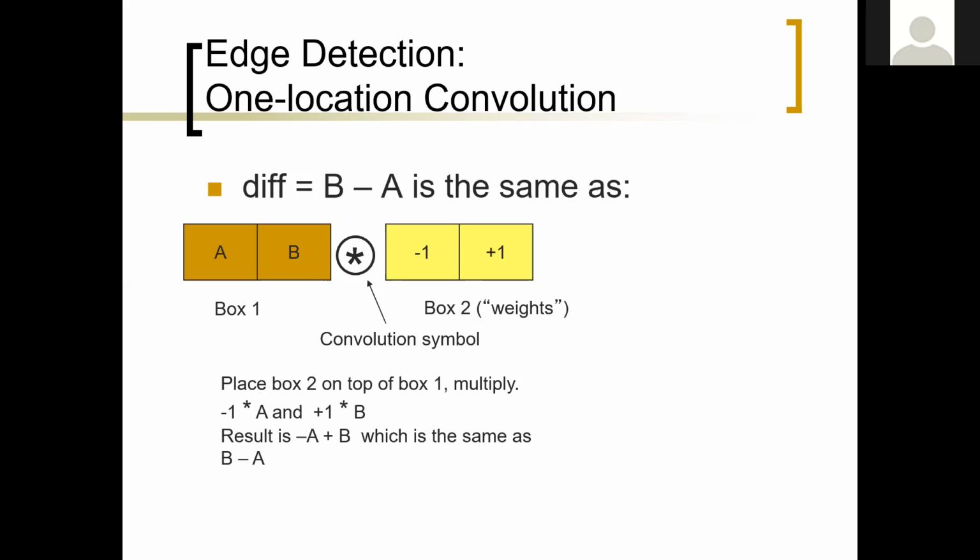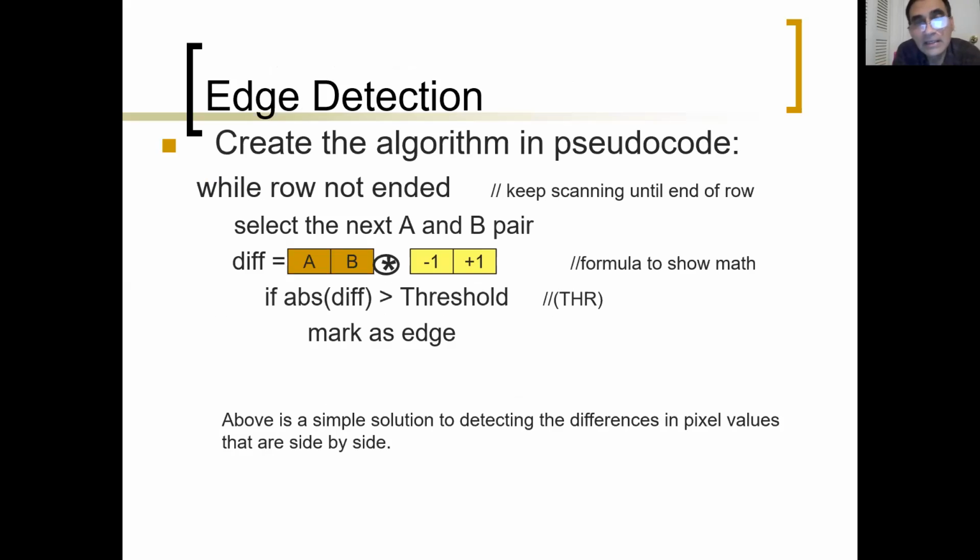Very good. So now I have brought the notion of convolution into my previously very simplistic algorithm. I had a very simple pseudocode algorithm that computed the difference, but now I've replaced that B minus A line by this convolution step. So you see that? Okay.